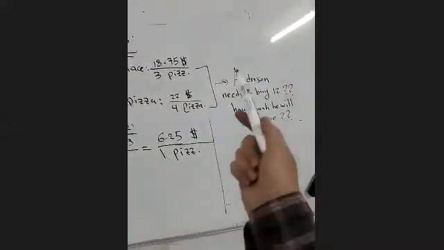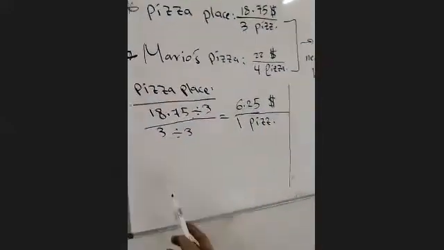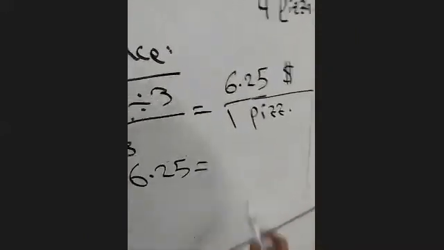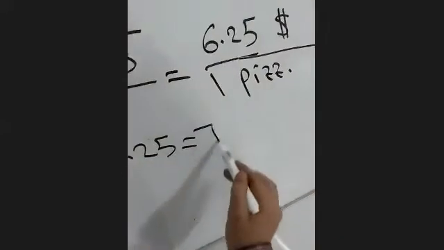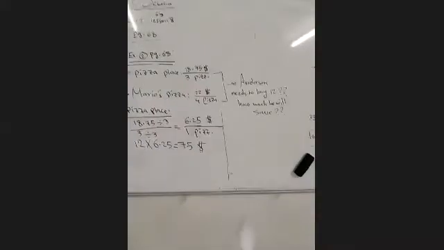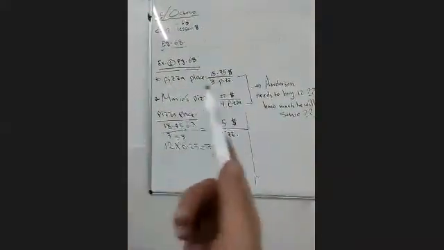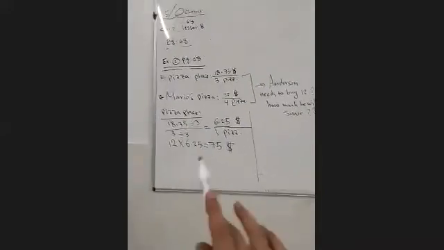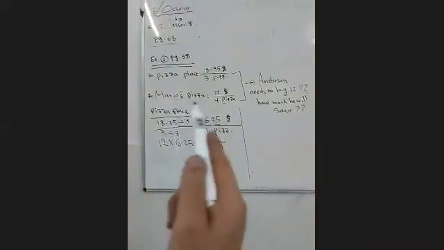So how much is the price of 12 pizzas now? We will multiply 6.25 by 12. This will be 75. Are you sure? Exactly, yes, $75. So the price of the 12 pizzas in the first shop, Pizza Place, is how much? $75. I will do the same steps for the second restaurant.